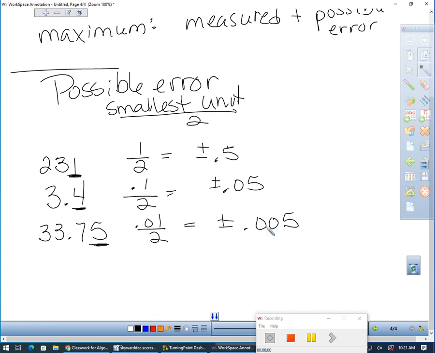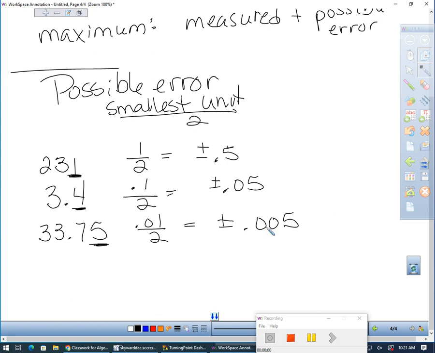Okay, so this is the first thing. We got to make sure we're understanding this concept. Okay, so you look to the right. Whatever place the placeholder is in, right? You take that value and divide by 2. So like this one is in the 1 spot, I divide by 2. This one is in the 10th spot, so I divide by 2. This one is in the 100th spot, so I divide by 2, right? So whatever the last digit is, you take that spot's value and divide by 2 to be your possible error. Okay? So let me show you how this works.